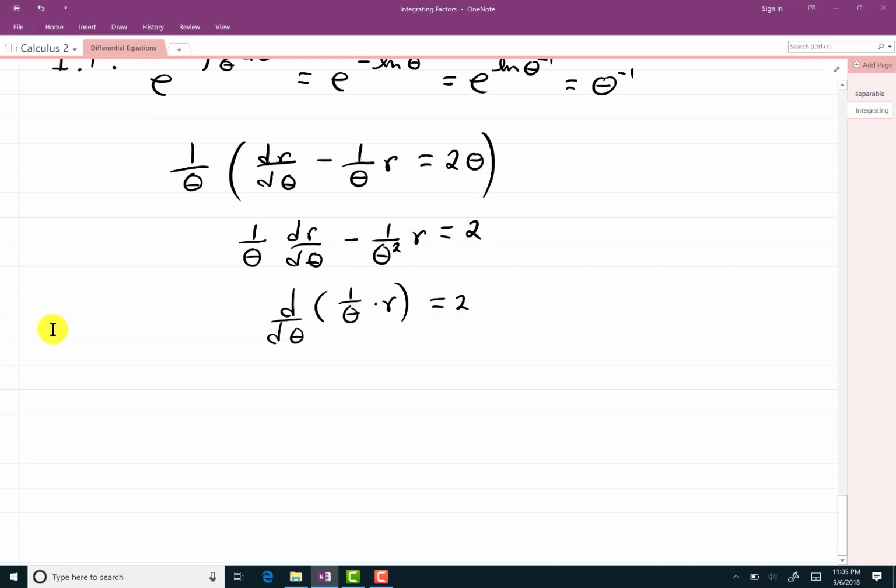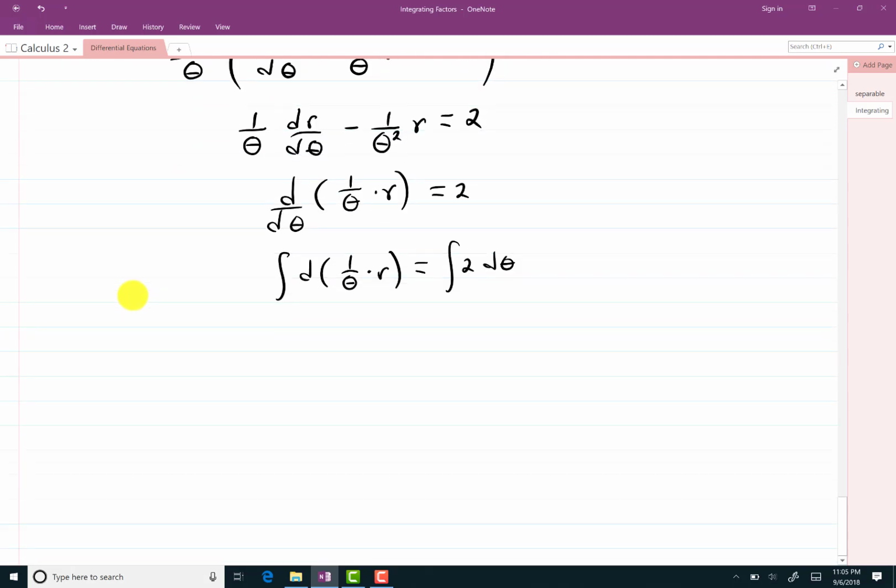And then when I multiply through by d theta and integrate, I have the integral of d of 1 over theta times r equals the integral of 2 d theta. Well, the right-hand side is very simple. I get 2 theta plus a constant. The left-hand side is just 1 over theta times r. And so when I multiply through by theta, I'll get r equals 2 theta squared plus c theta.